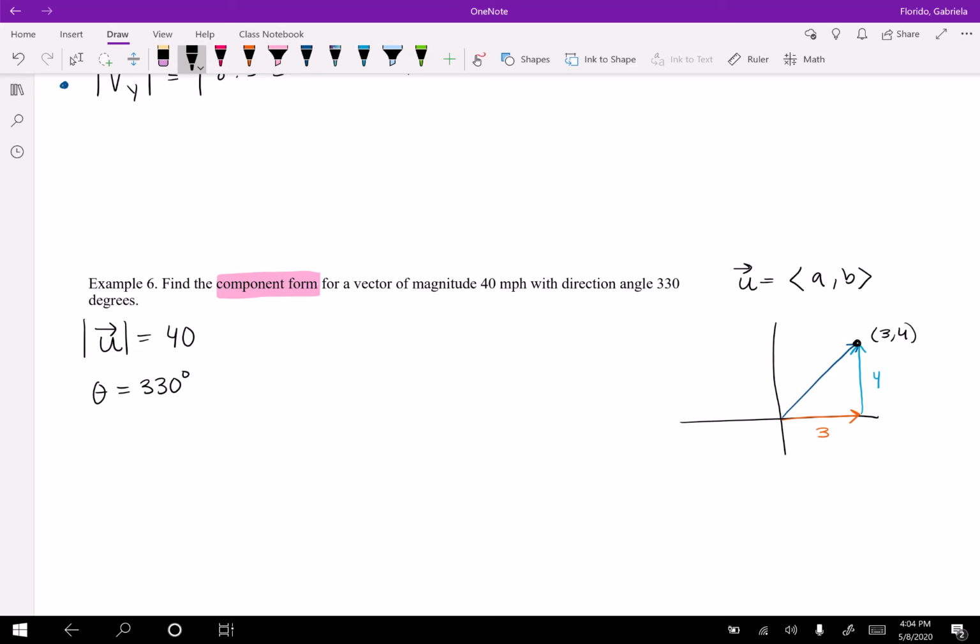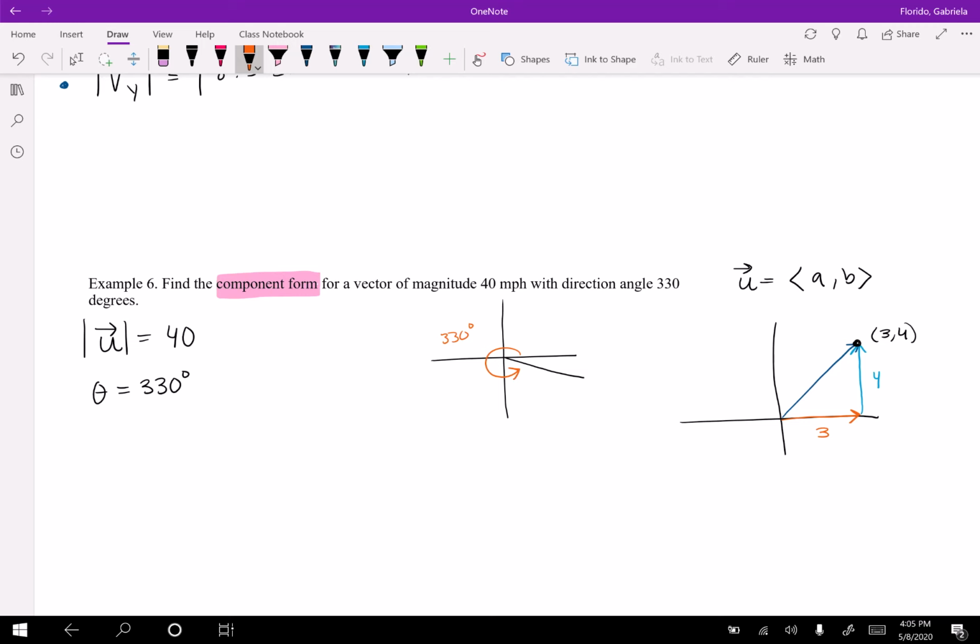Since my direction angle is 330 degrees, that means I'm in the fourth quadrant, which means my first coordinate is going to be positive, and my second coordinate is going to be negative. So let me draw it out. Here's 330 degrees. So 330 degrees is about there. I went all the way around here, so that's 330 degrees.